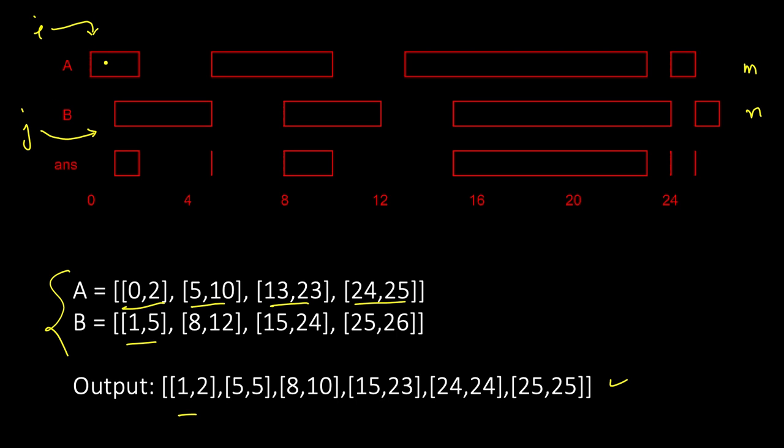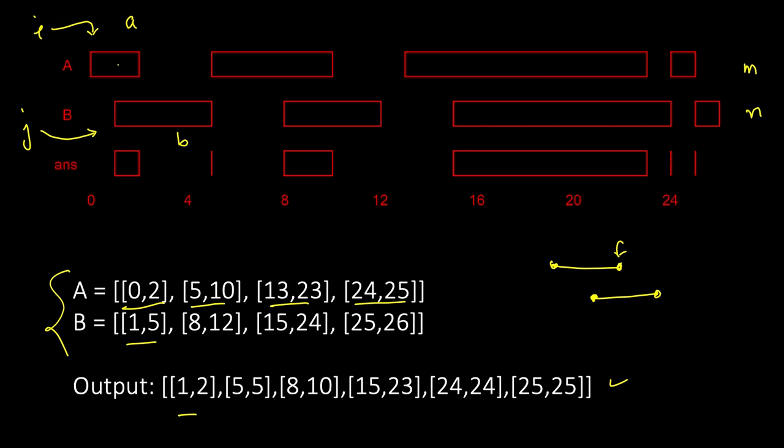We will initialize both of them to the first element of A and the first element of B. So we are here and here. Let small a denote a given interval in A, and small b denote an interval in B. When can two intervals overlap? When the end of one is more than the start of the other, and vice versa.